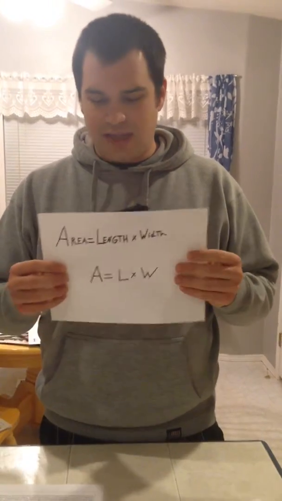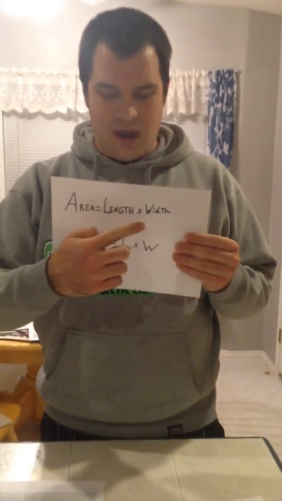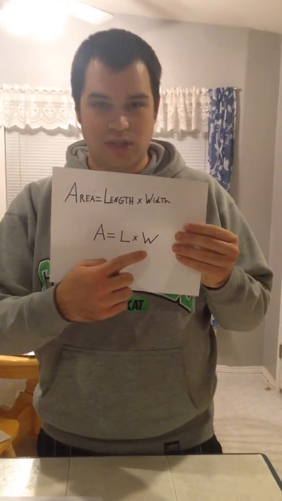Okay? So go ahead and write this down. I'm going to give you the formula now, and this is the formula for both squares and rectangles. Area is equal to length times width, or A equals L times W.